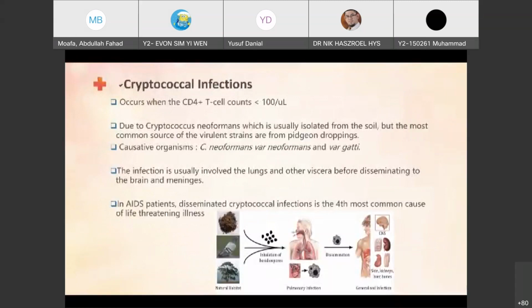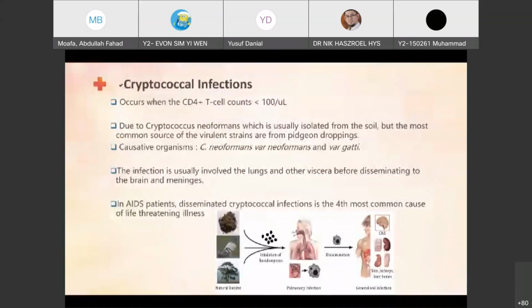Next, cryptococcal infections, which are common in immunocompromised patients, especially when their CD4 plus T cell counts are less than 100 cells per cubic millimeter. These infections are due to Cryptococcus neoformans, which is usually isolated from the soil, but the most common source of the virulent strains is pigeon droppings, which are encapsulated and upon contact with human beings rapidly develop capsules. The causative organisms are C. neoformans var. neoformans and var. gattii.